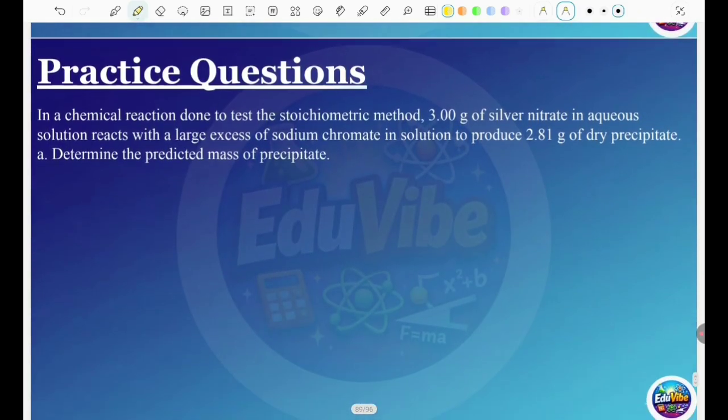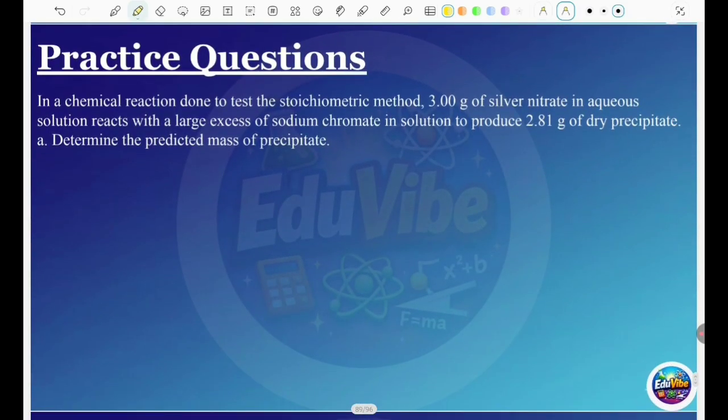So the next question we have is from the yield topic, where we do the theoretical and the actual yield. From here we get this question. The question says: in a chemical reaction done to test the stoichiometry method, 3.00 grams of silver nitrate in aqueous solution reacts with a large excess of sodium chromate in solution to produce 2.81 grams of dry precipitate. So this was the key thing over there.